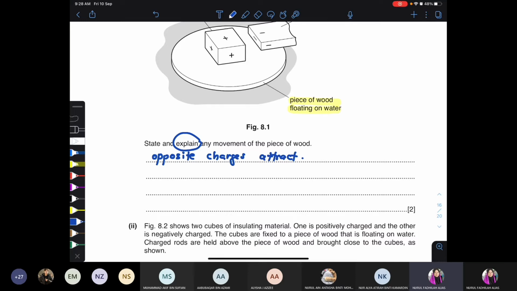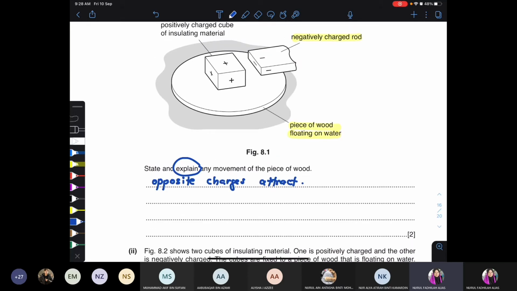Okay, so what happened? Although there is attraction there, they are not touching. And this charged rod is also not touching the wood. So now it does not stick, but it will move. How does it move? You have to say the piece of wood tends to move towards the rod, to the negative.